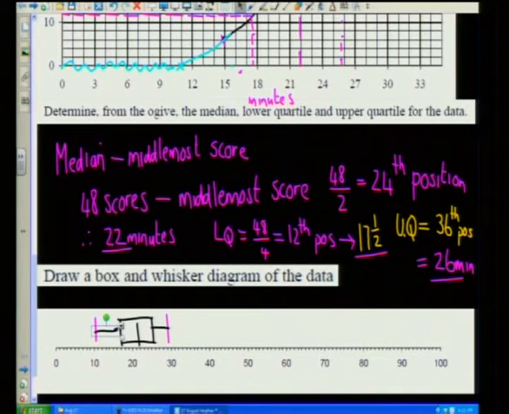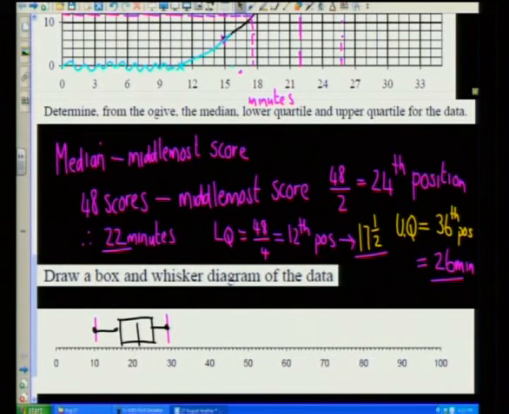and to the right. Now, some people don't put bars on that minimum and maximum. Some people just put a point, so an enclosed point. So it's up to you which method you've been shown. Both of them are acceptable. Okay, so we've drawn the box and whisker diagram of the data.